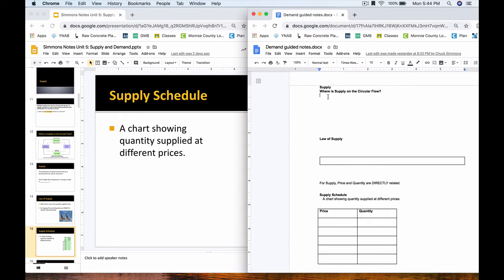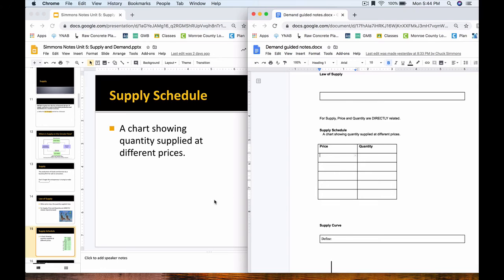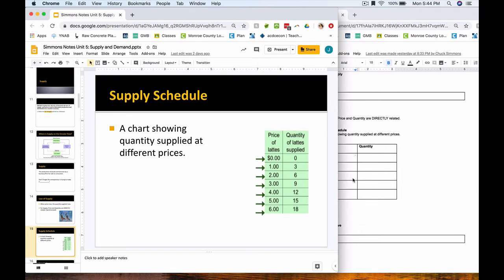We talked about the law of supply, the idea that as prices increase, quantity supplied increases. And then your supply schedule is going to be your chart showing supply at different prices. So I've got the different prices here on the left-hand side, and the quantity is here on the right-hand side.